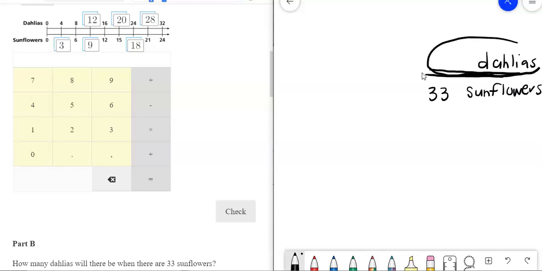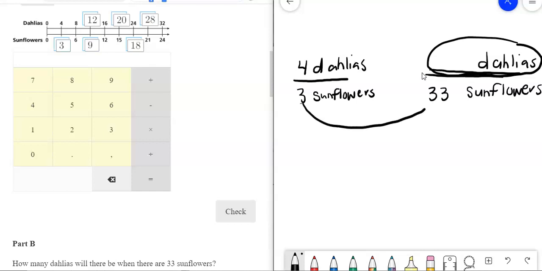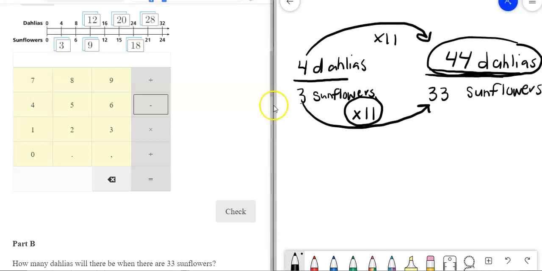So I'm trying to find this. I know when there's 4 Delilahs, there are 3 sunflowers. And I know that from looking at this double number line right here. Now I can make that 3 into a 33 by multiplying by 11. If I multiply by 11 down here, I'm going to multiply by 11 up here. So 4 times 11 is 44.